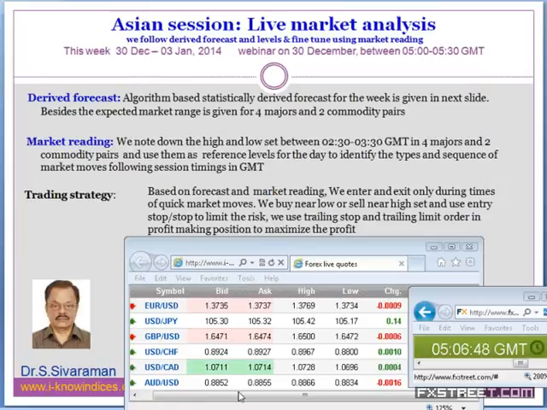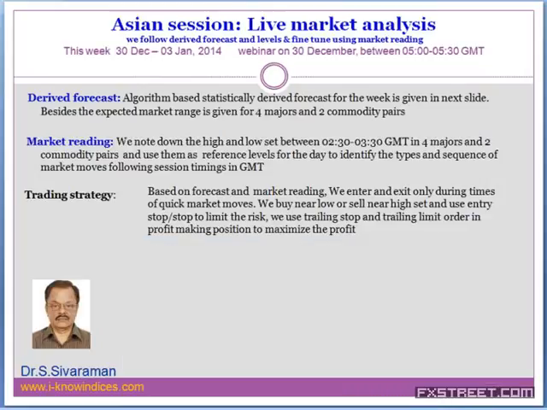So if you keep that in mind, then you will be able to understand what they could do during the New Year time. So first of all, I'll give the forecast for this week, and later on I'll give a brief forecast with regard to the year 2014 today. Now coming to the expected market moves for this particular week.